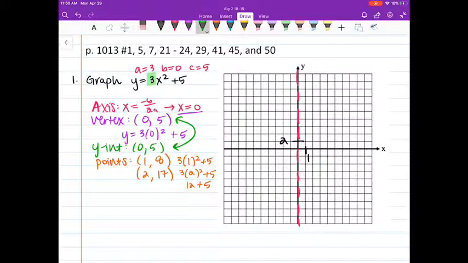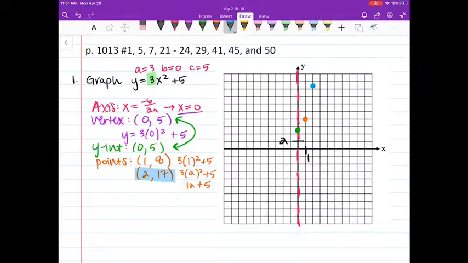Now we'll plot all the points we've got so far. Our vertex slash y-intercept is (0, 5). So we go up 5. And then (1, 8). We're moving right 1, up 8, which remember is really just 4 tick marks because we're counting by 2s. And then our other point, we'll graph it in blue. We're going to move right 2, up 17. So that's going to be right here.